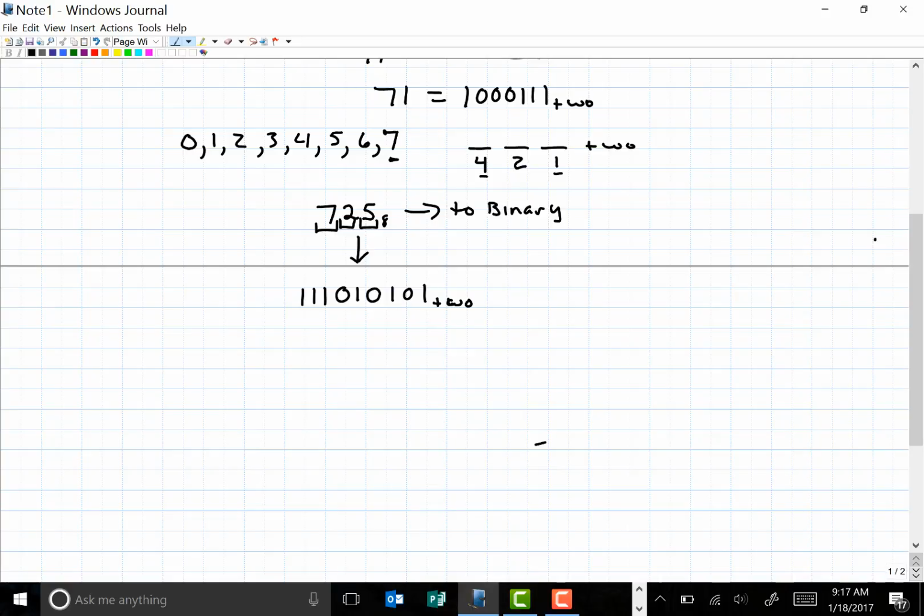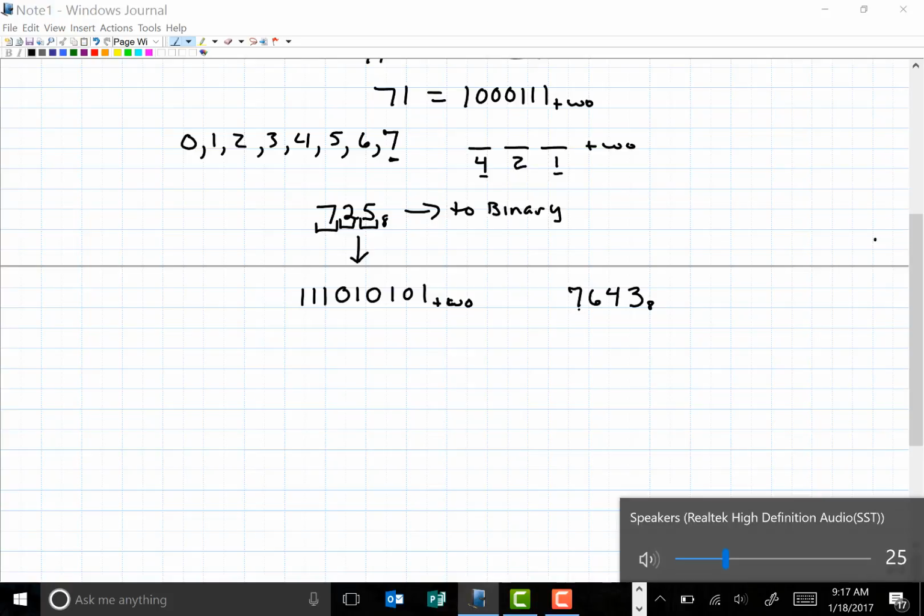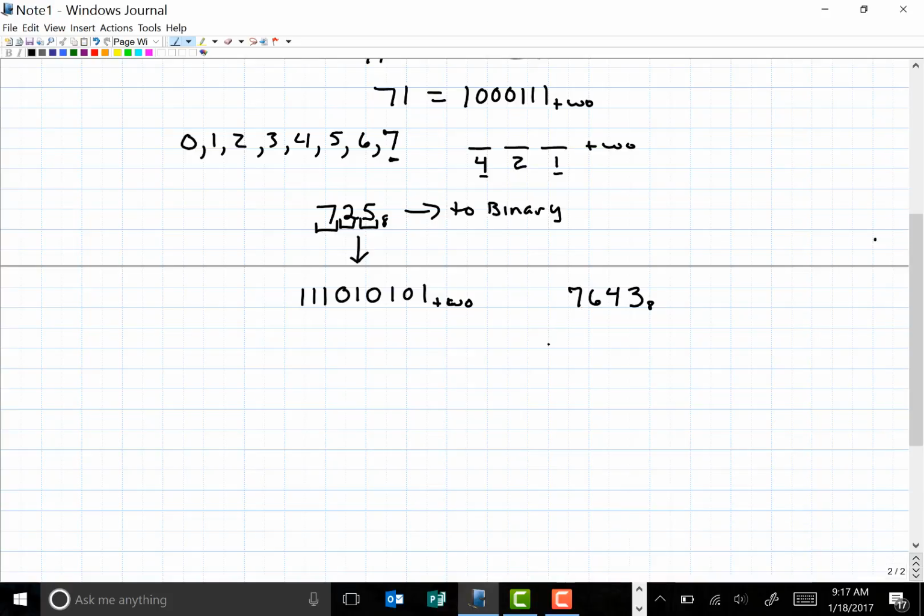All right, so let's look at another example just to make sure we got it. So we're just going to take each digit and convert it to a 3-digit binary number. So suppose I have 7643 in base 8. All right, so for 7, remember I need a 1, a 1, and a 1 because I have to add all of these digits to get 7, right?